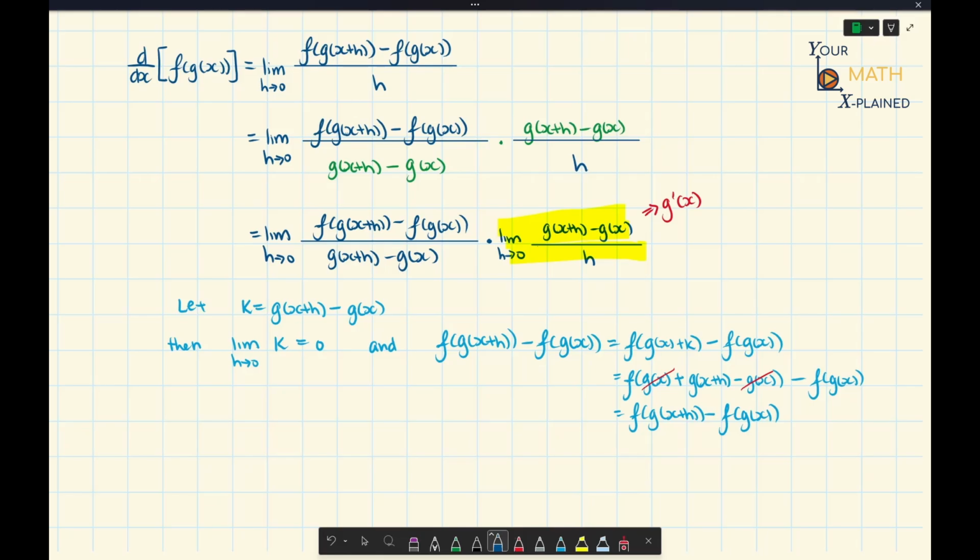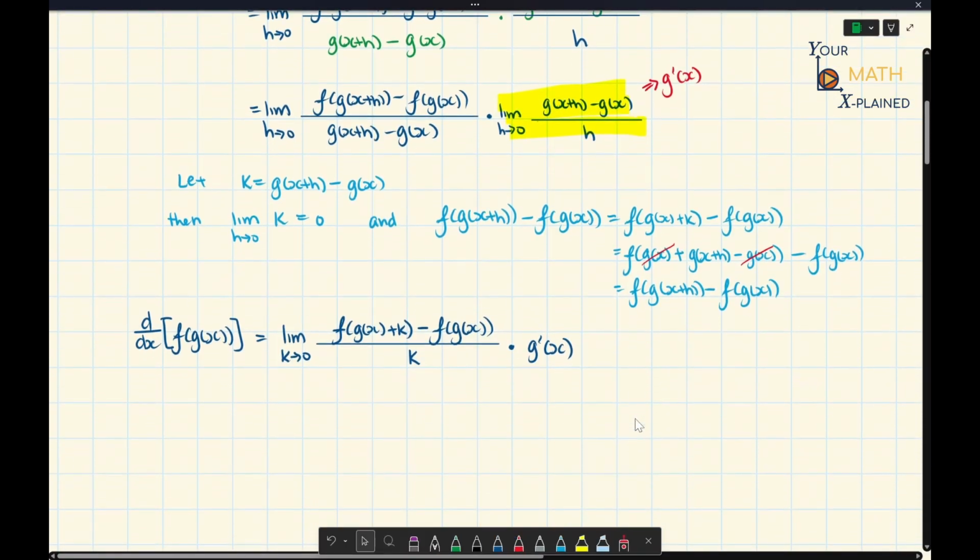Well, it allows us to rewrite this, so that means we get d by dx of f of g of x is equal to, and now we can write this as the limit as k approaches 0 of f of g of x plus k minus f of g of x, and this is now over k. And that is multiplied by g prime of x.